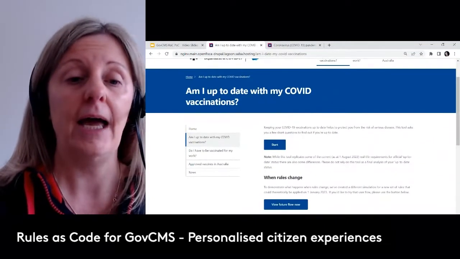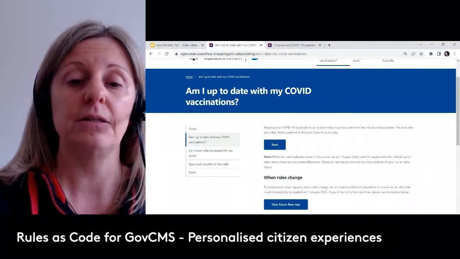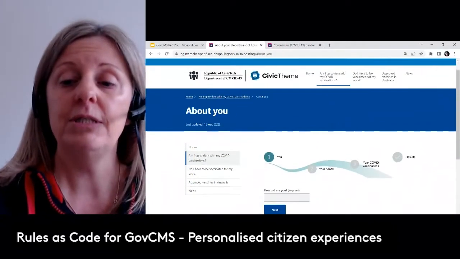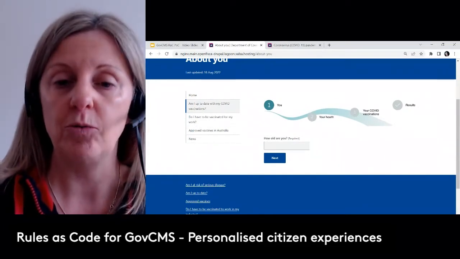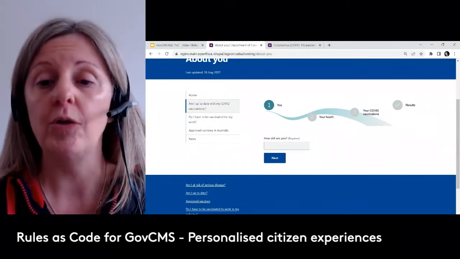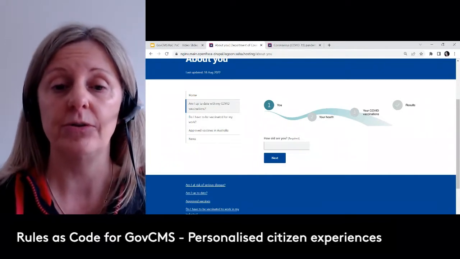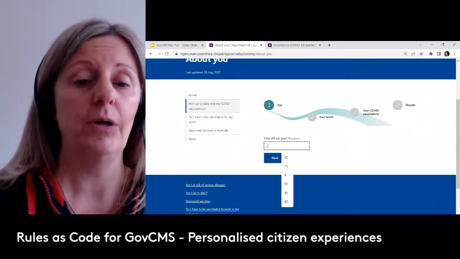So this is how am I up to date with my COVID vaccinations? So if we start this journey, you'll see that clearly the user is shown where they are in the journey at all times. So you, your health, your COVID vaccinations and results. We start off with information about the person.